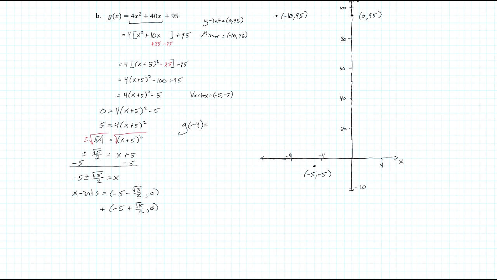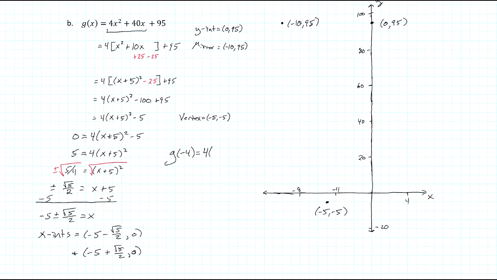So it's going to be 4 times negative 4 plus 5 is 1 squared minus 5. And I'm just plugging that negative 4 into that vertex form there. And so this is going to be 4 times 1 minus 5 is negative 1. Cool. It's actually really close there, right? It's right there. And then this is going to be symmetrical. We're also going to have this point negative 6, negative 1 right here.